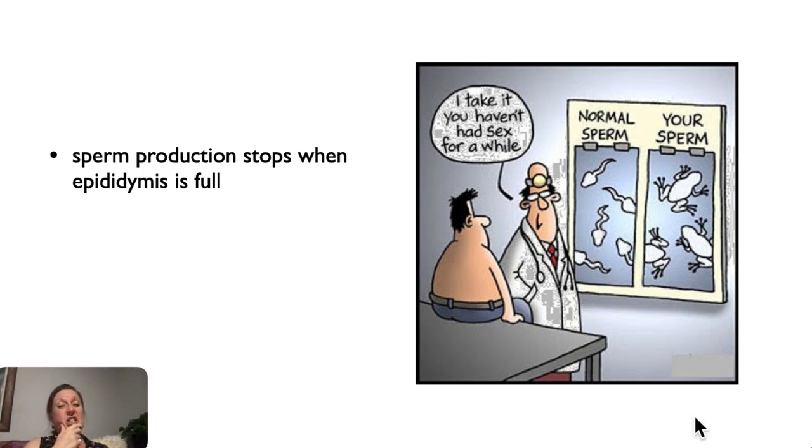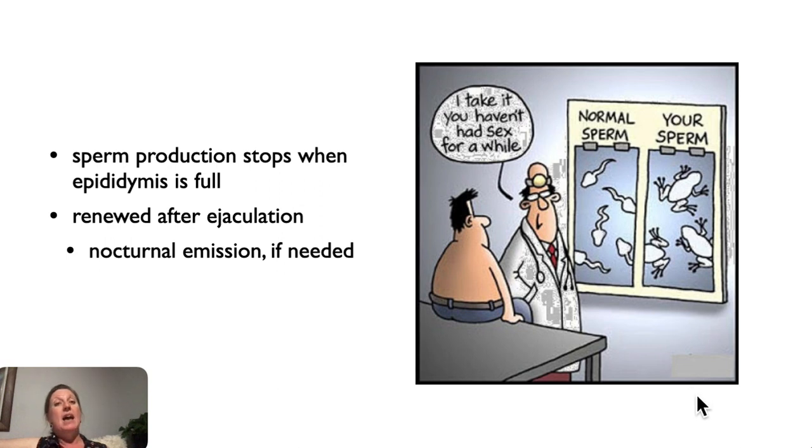So sperm production typically stops when the epididymis is full. It is renewed or increases again after ejaculation. And if needed, then there will be nocturnal emission to make sure that we are making a fresh batch.